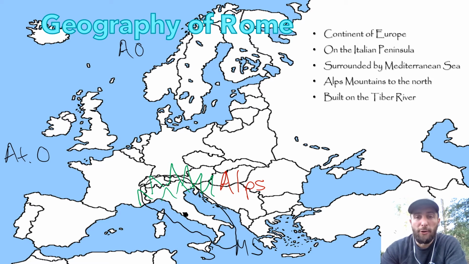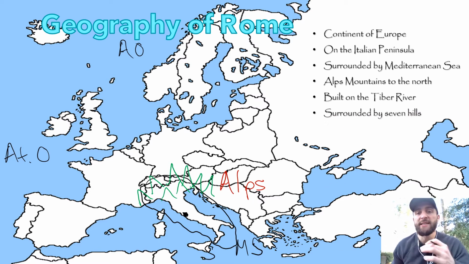Rome itself was built on a river, much like many of the other great civilizations that we study. Specifically, it's built on the Tiber River, about 17 miles inland from the Mediterranean coast. And the city itself was surrounded by 7 hills, which helped them out for their fortifications and their defense purposes.